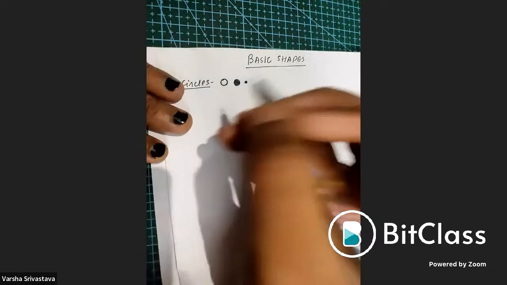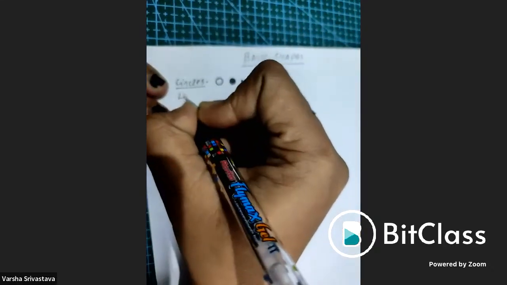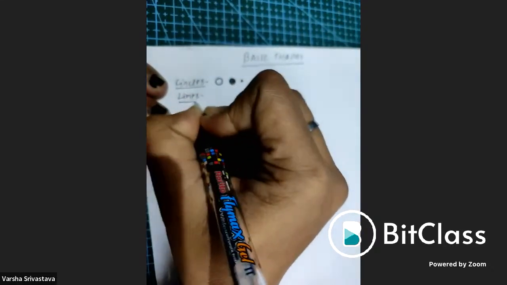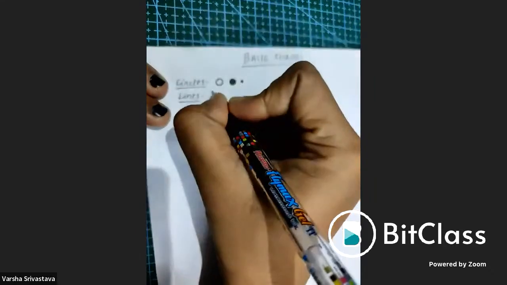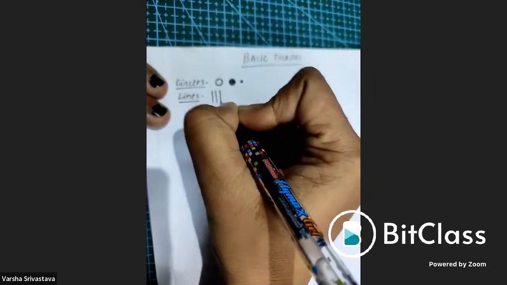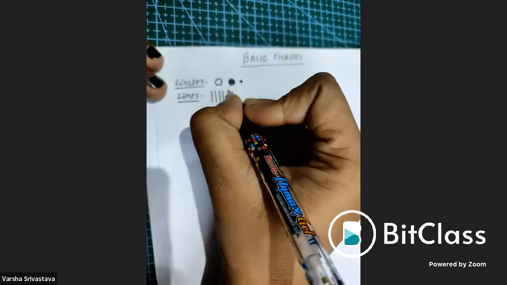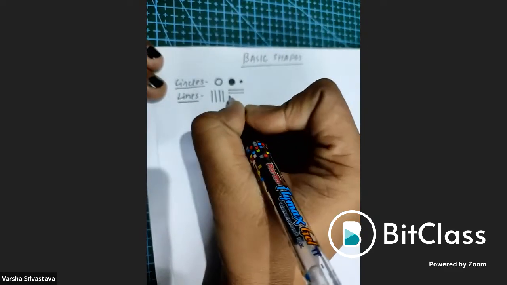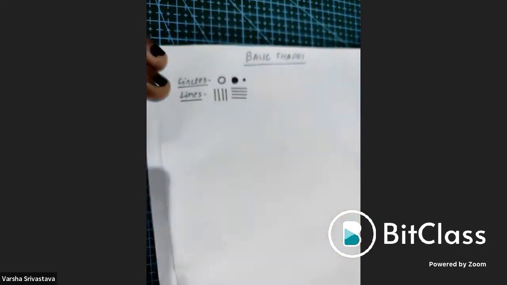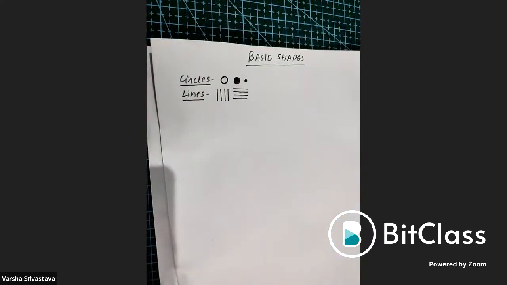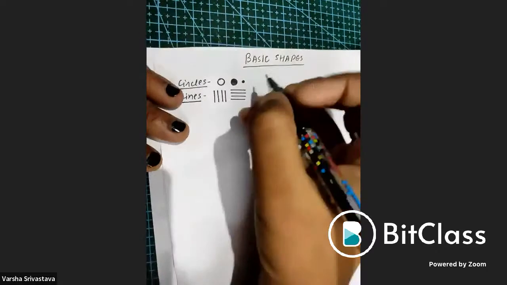And next, I'm going to make the lines. Now I'm making the straight lines, also known as the vertical lines. Then I'm making the horizontal lines. I also call them the sleeping lines because people generally get confused between verticals and horizontals.